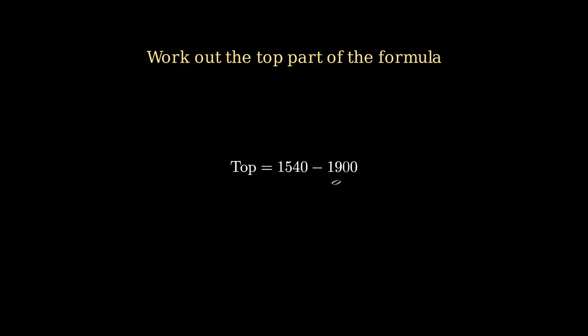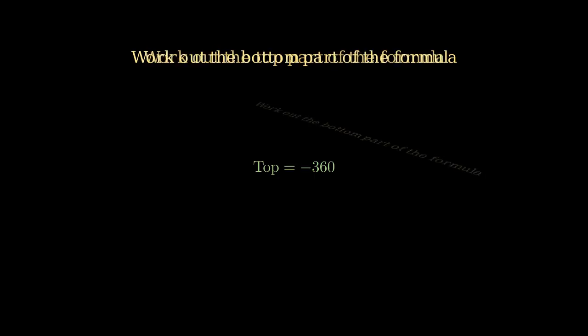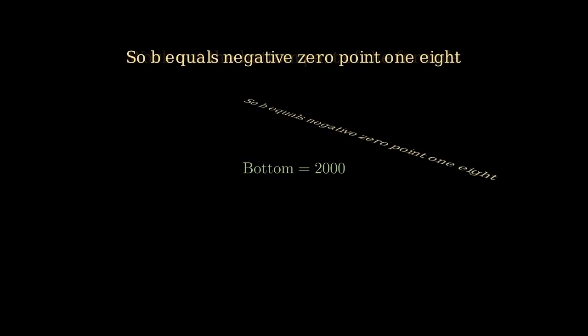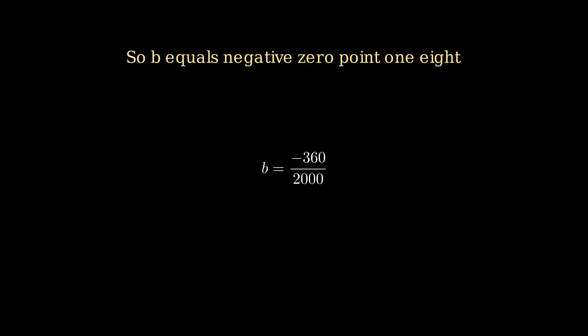4 times 385 equals 1540, and 100 times 19 equals 1900, so the top part equals 1540 minus 1900, which equals negative 360. The bottom part equals 4 times 3000 minus 100 squared. 4 times 3000 equals 12,000, and 100 squared equals 10,000, so the bottom part equals 12,000 minus 10,000, which equals 2,000. So b equals negative 360 divided by 2,000, which equals negative 0.18.